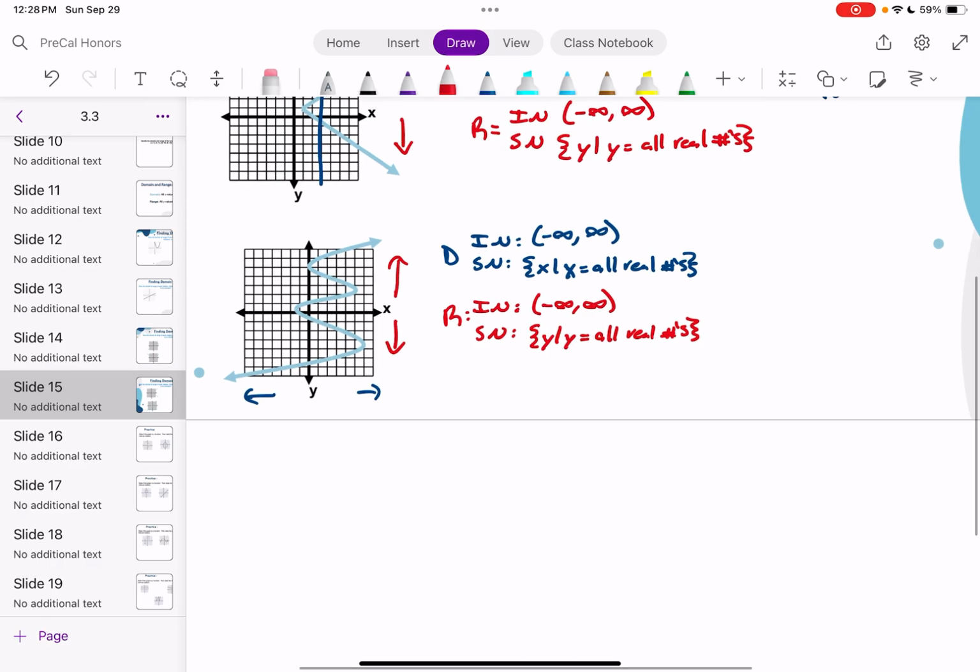When it comes down to the actual determination of whether this is a function or not, keep in mind, as we run our vertical line test, notice it is hitting at multiple spots, which means this is not a function.